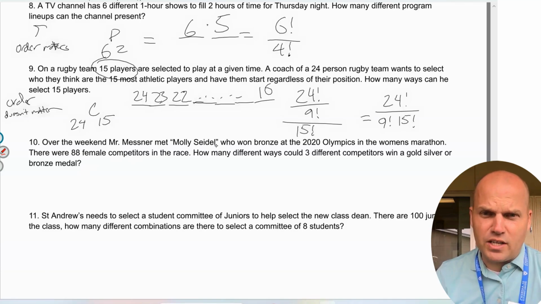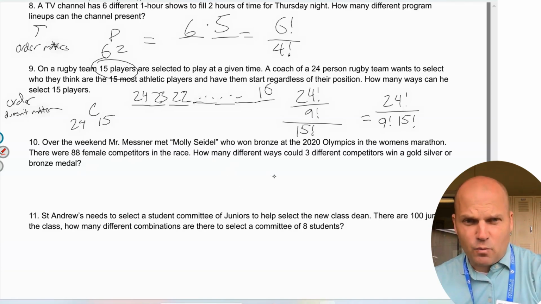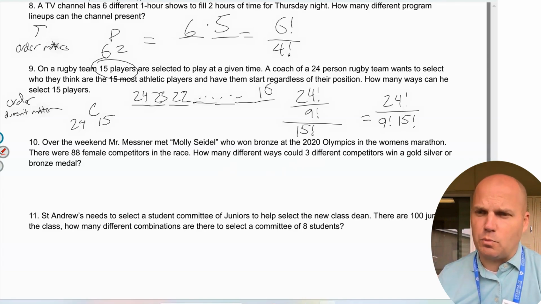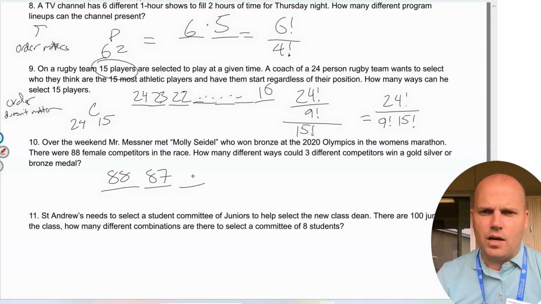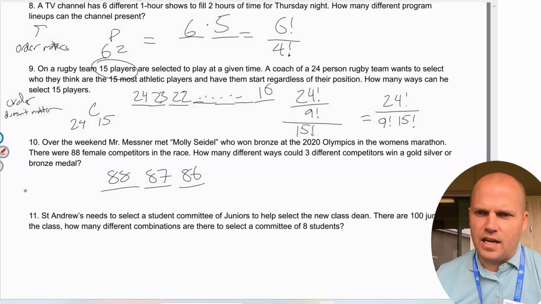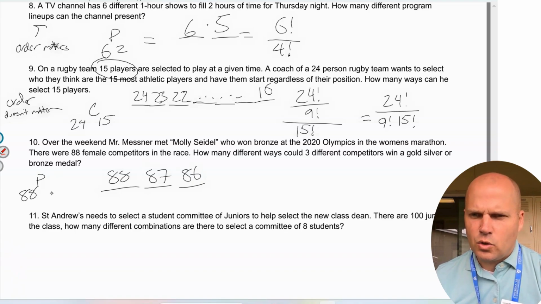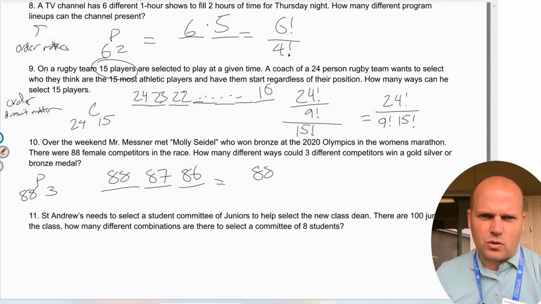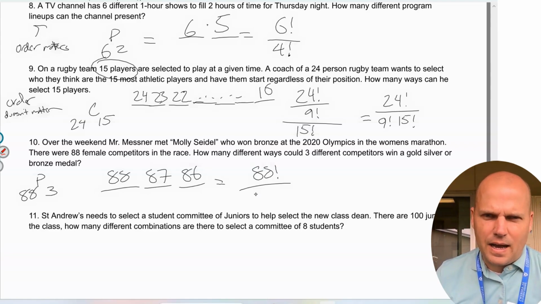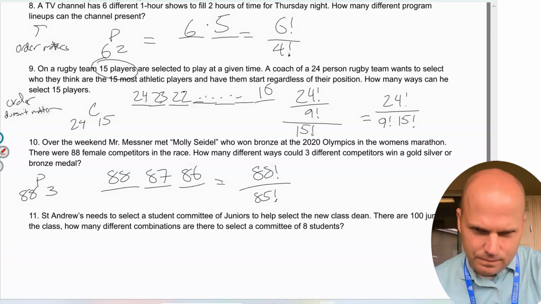88 female competitors in the race. True story. How many different ways could 3 different competitors win a gold, silver, or bronze medal? Well, 88 could win gold, 87 could win silver, 86 could win bronze. Cool. This is the idea of 88 choices, the permutations of 3 medalists. This is the same as 88 factorial divided by the 85 factorial, for the 85 people who don't win a medal.